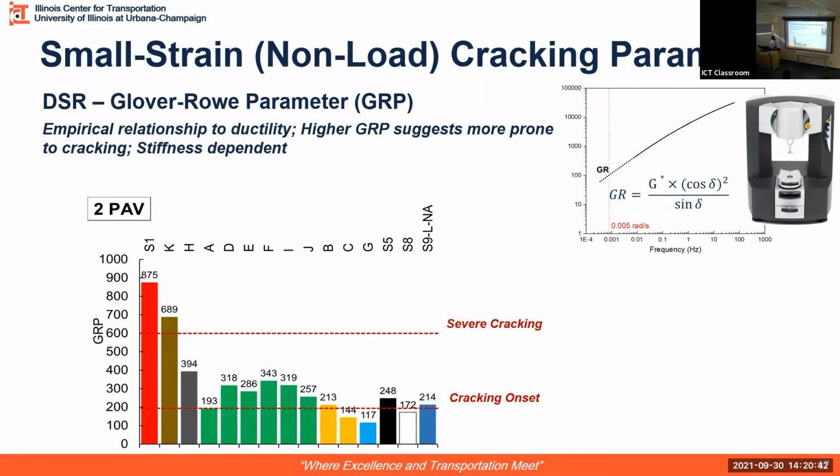So again, we see it's a stiffness dependent parameter. S1 here is a 64-22 binder, which is a little stiffer binder, so we cannot compare it with other modified binders. This is something we need to keep in mind when we are looking at the global rho parameter: it's a stiffness dependent parameter, so we need to have binders with similar stiffness if we are planning to compare. Again, Rheology is significantly higher on global rho, which suggests that it's more prone to cracking.